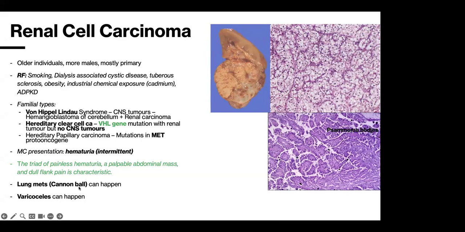That's the cannonball presentation. Renal cell carcinoma could also predispose a patient to varicoceles because of increased risk of thromboemboli, which go into the renal vein and cause the varicoceles. So that's renal cell carcinoma.